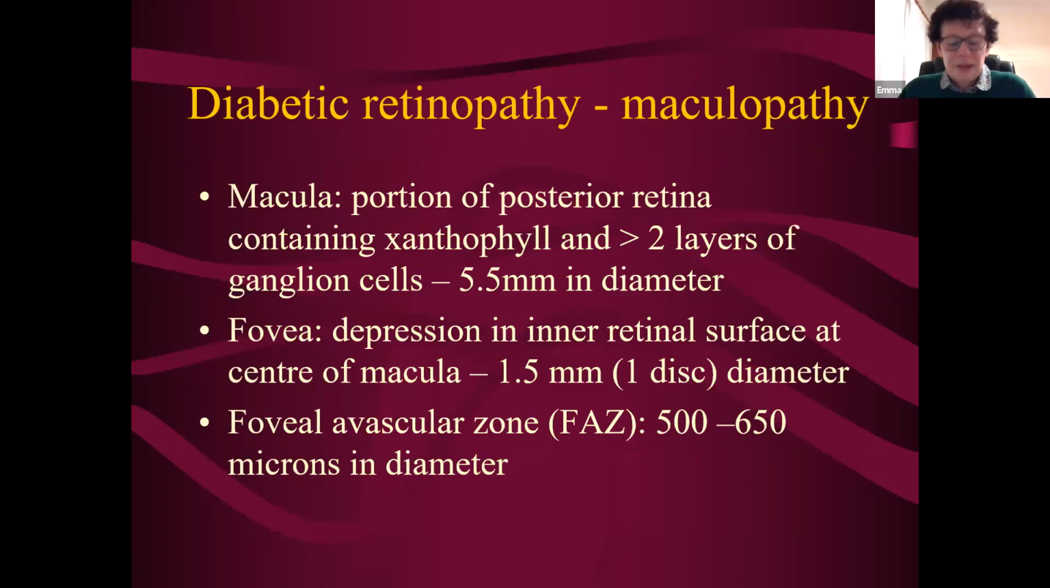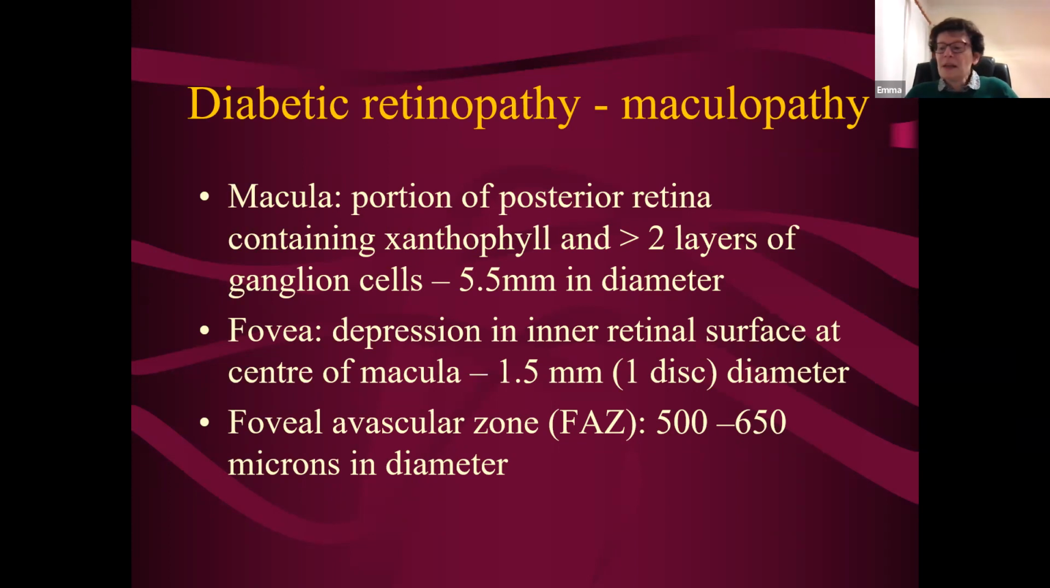So then we have to talk about the other very important part of diabetes, and that is maculopathy. The macula is the portion of the posterior retina containing xanthophyll, the yellow pigment. That's why it looks yellowy, and it has more than 2 layers of ganglion cells. It's 5.5 millimeters in diameter. It's really quite large. Within that, the fovea is the depression in the inner retinal surface at the center of the macula, and is nearly a disc diameter.